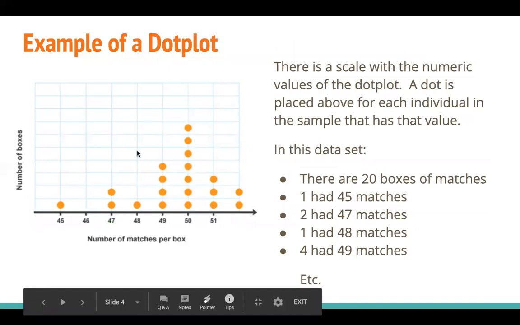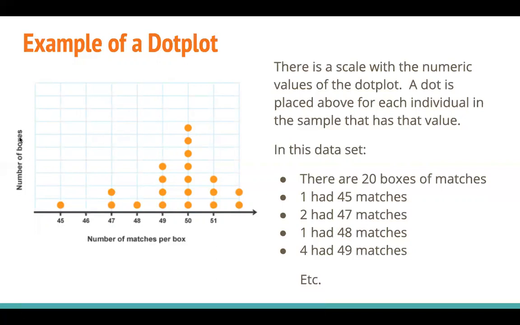So here's an example of a dot plot. You can see it has a horizontal scale with numbers. It's labeled number of matches per box. That's the variable we're measuring. The individuals are the boxes. So this number of boxes is a count or a frequency.